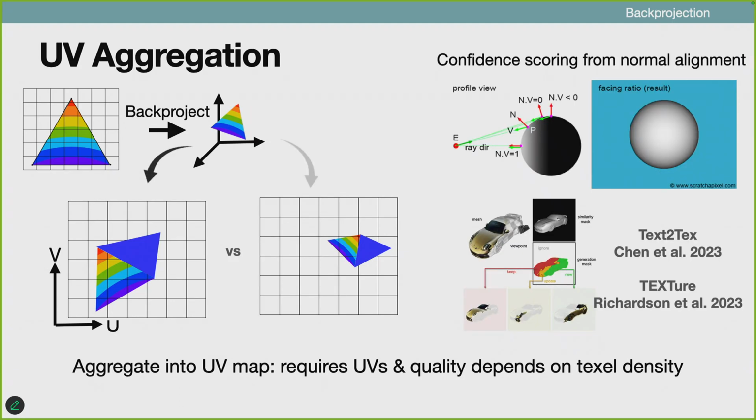Anyway, for example, in the image on the right, your texel density is quite low there. Therefore, you're only going to get a very small portion of that colorful texture, let's say, you have on your triangle.